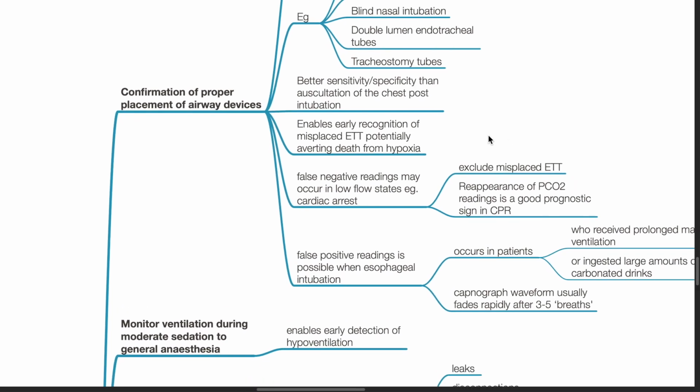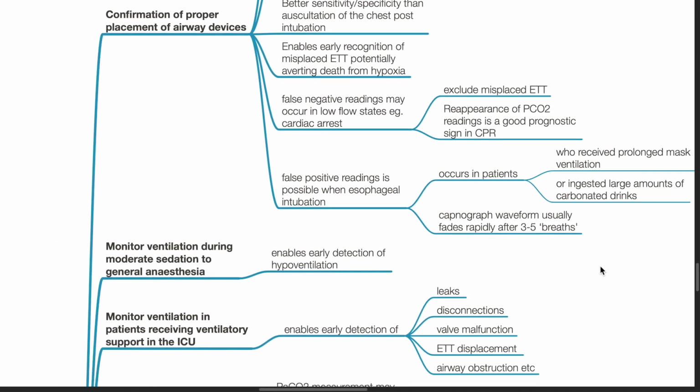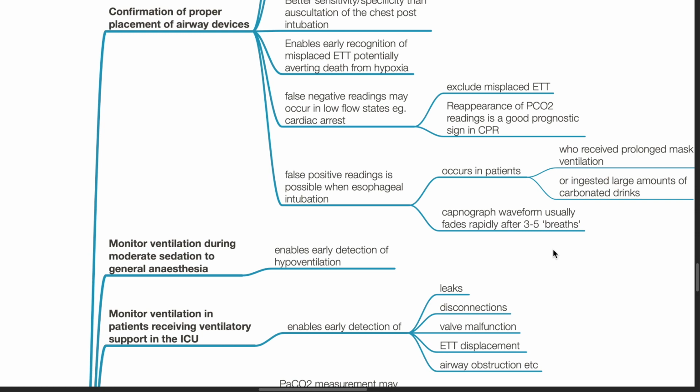False negative readings may occur in low-flow states such as cardiac arrest. Firstly, exclude misplaced ETT. Reappearance of PCO2 readings is a good prognostic sign in cardiopulmonary resuscitation. False positive readings are possible with esophageal intubation and occur in patients who receive prolonged mask ventilation or patients who ingested large amounts of carbonated drinks. Capnograph waveforms in this situation usually fade rapidly after 3 to 5 breaths.